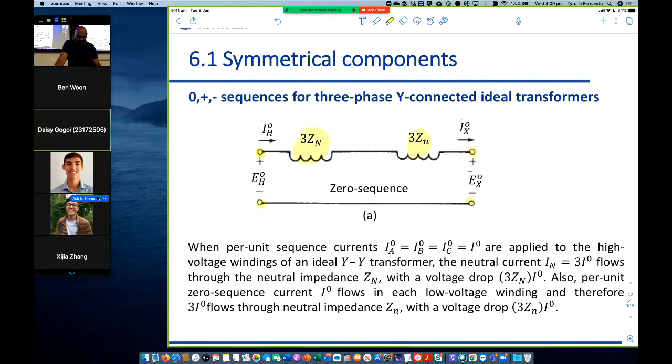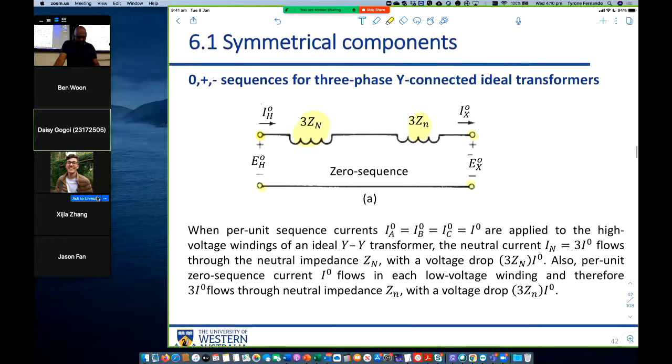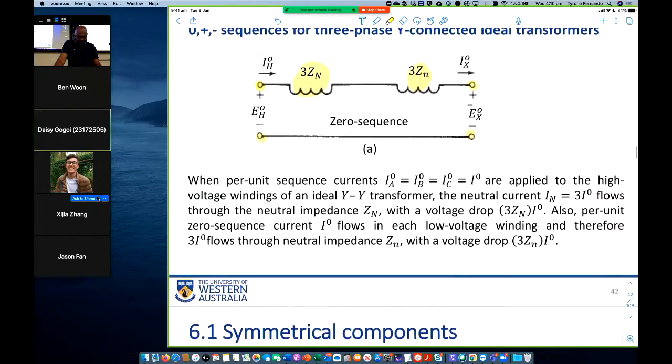So when per unit sequence currents IA0, IB0, IC0, which is I0, are applied to the high voltage windings of an ideal Y-Y transformer, the neutral current IN is 3 times I0 flows through the neutral impedance Zn with voltage drop 3 times Zn I0. Also per unit zero sequence current I0 flows in each low voltage winding, and therefore 3 times I0 flows through the neutral impedance Zn with a voltage drop of 3 Zn I0. So that's what we see here.